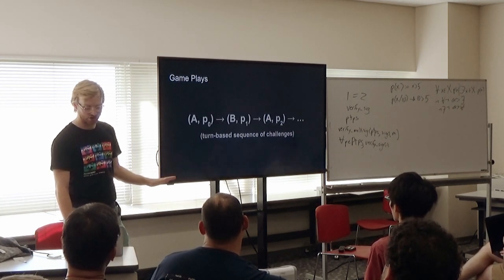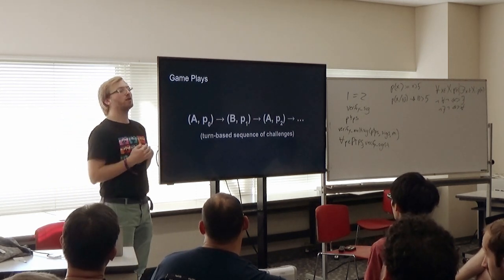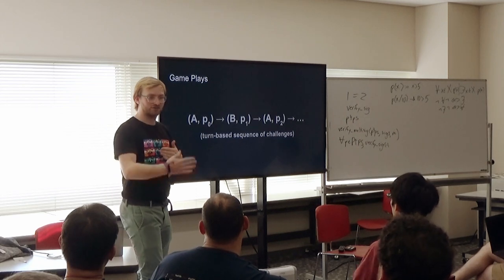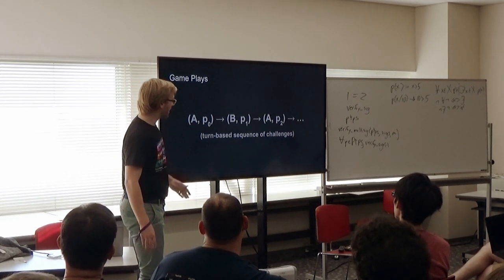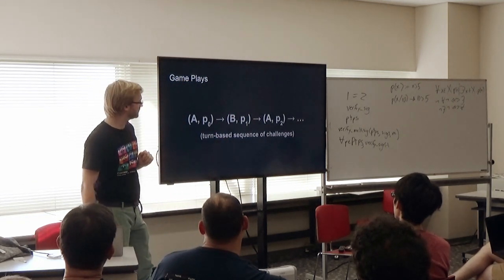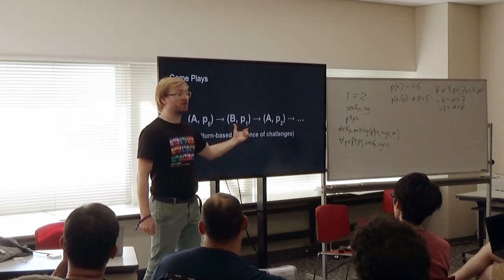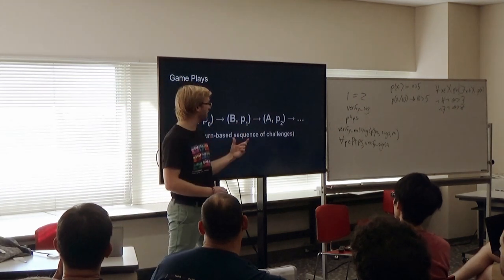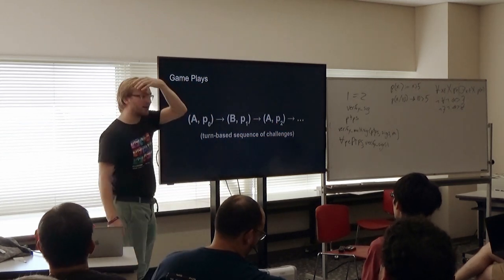Pretty straightforward. Okay, so the next thing we've got to define, now that we know what the state of a game can be, is how the state of a game can progress, right? How does it move through the iterations? The way that we're going to do it is a turn-based sequence of challenges. So this is going to be one game state, and then something's going to happen, and this is going to be the new game state, and then something's going to happen, and this is going to be the next game state. Does that sound reasonable to everyone?